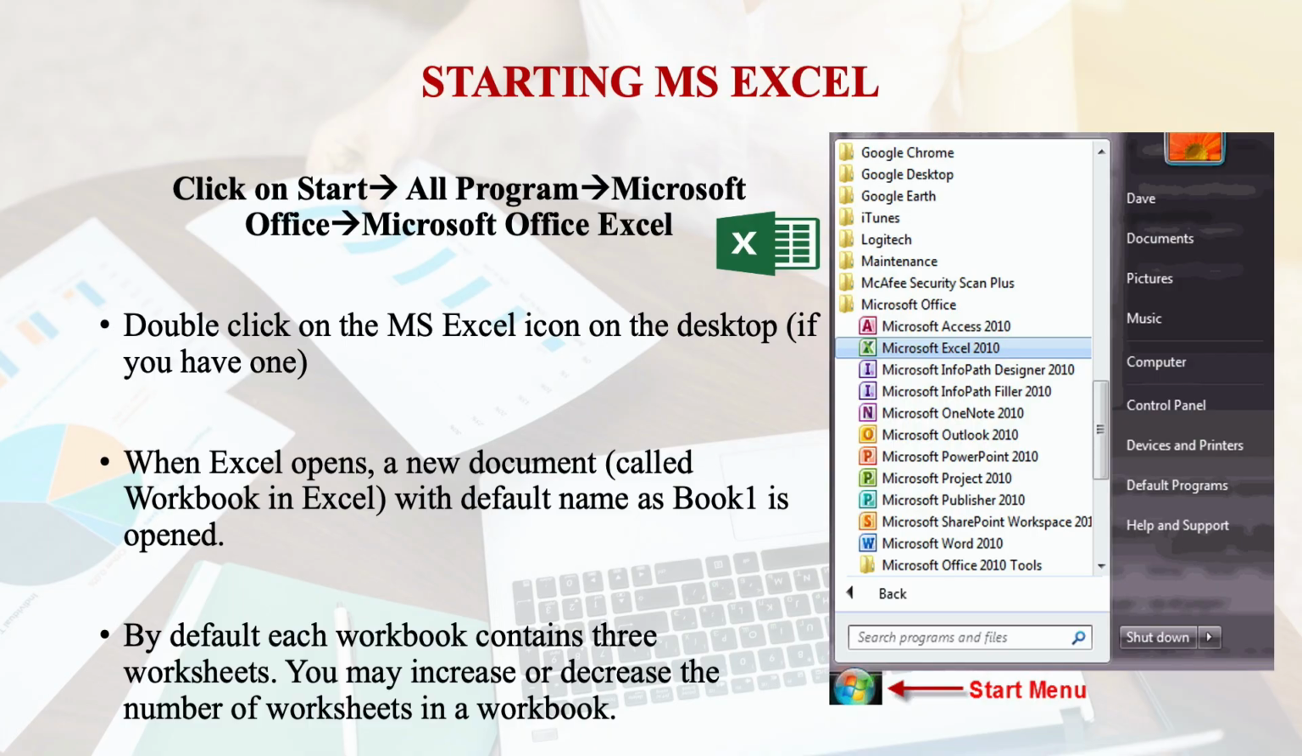So you have a workbook, and within the workbook you have different worksheets. By default there are 3 worksheets available, and you can increase or decrease the worksheets. We will be discussing how to increase or decrease the number of worksheets in this session also. So in this session you will be understanding the different notations, different names.